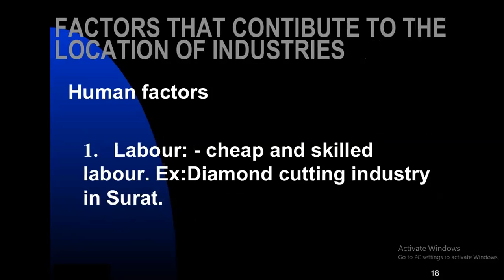Next comes human factors. Labor: cheap and skilled labor. Example, diamond cutting industries in Surat. Although we have machines, lots of machines for working, there are still some industries where more labor is needed. So they try to see that cheap and skilled labor is available.